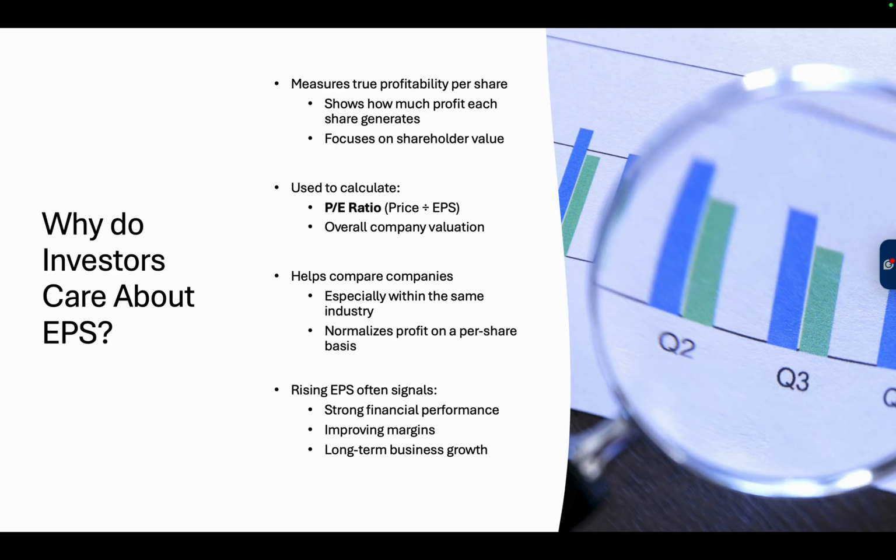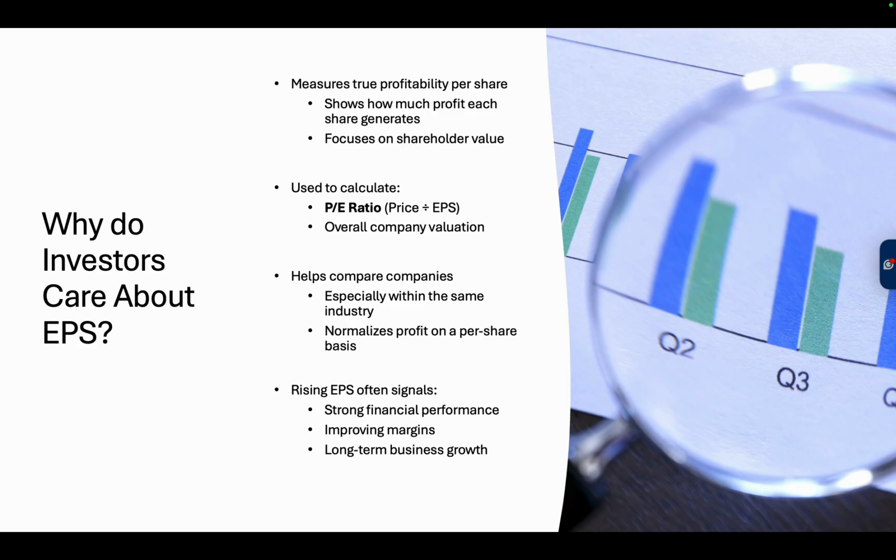So why do investors pay so much attention to EPS? First, it measures profitability on a per share basis, which makes it more useful than just looking at total profit. Second, EPS is used to calculate the PE ratio, price divided by earnings, which helps investors determine whether a stock is overvalued or undervalued. We will get into PE ratio in future videos.